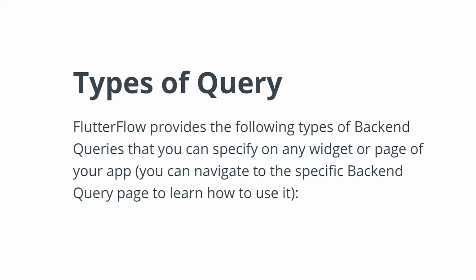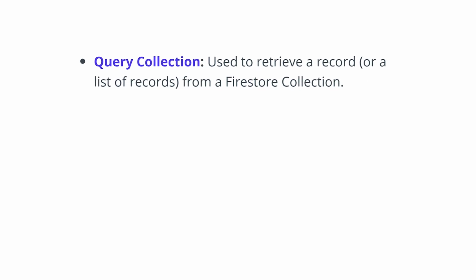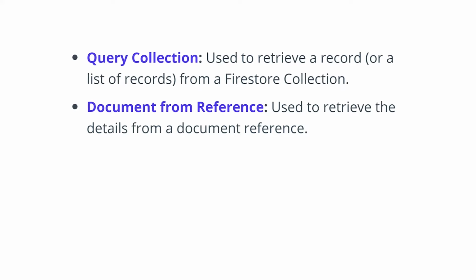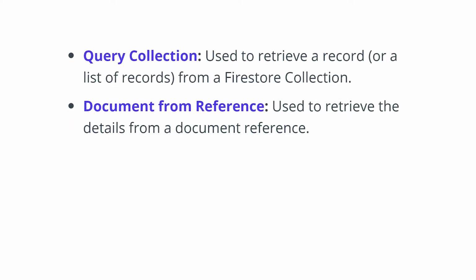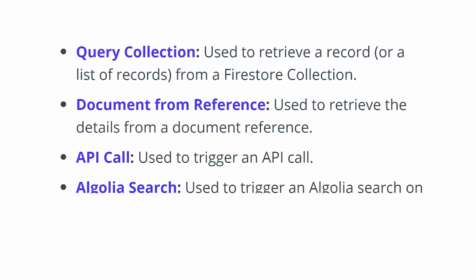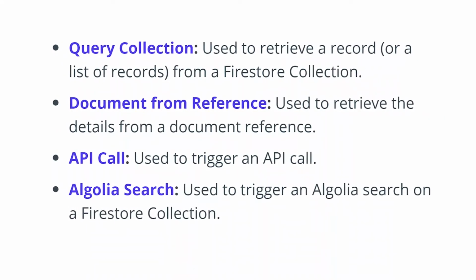of your app. You can navigate to the specific backend query page to learn how to use it. Query collection. Used to retrieve a record, or a list of records, from a Firestore collection. Document from reference. Used to retrieve the details from a document reference. API. Used to trigger an API call. Algolia search. Used to trigger an Algolia search on a Firestore collection.